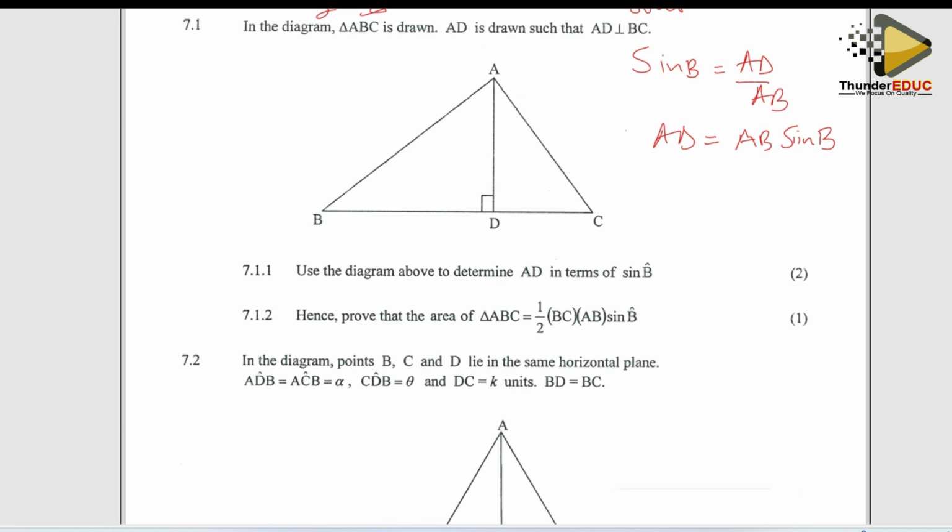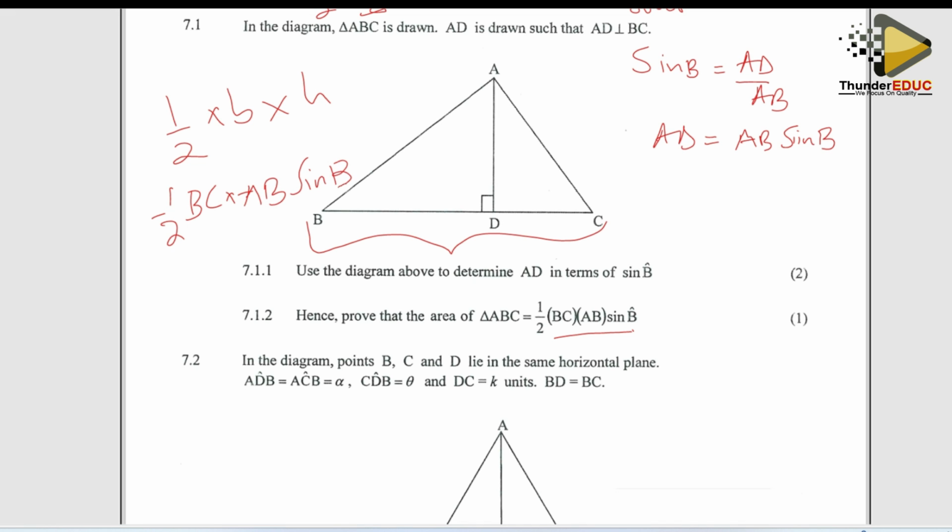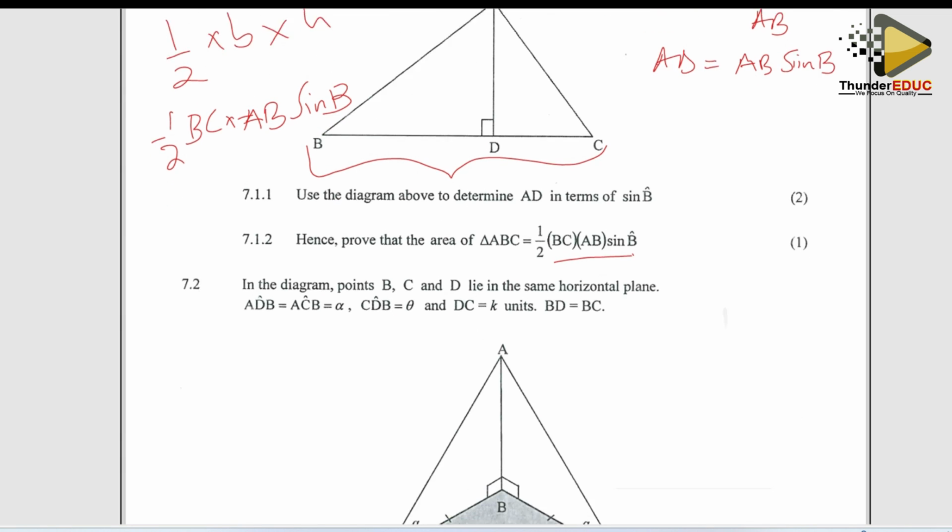Okay. Then they're telling us, hence prove that. So we know that the area of a triangle is half times the base times the height. Our base is BC, so that's a half times BC times our height, which is AB sine of B. So that is how we prove that.